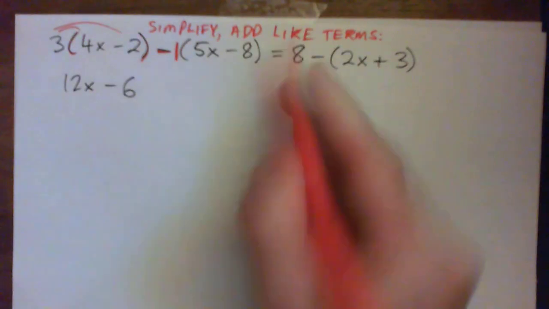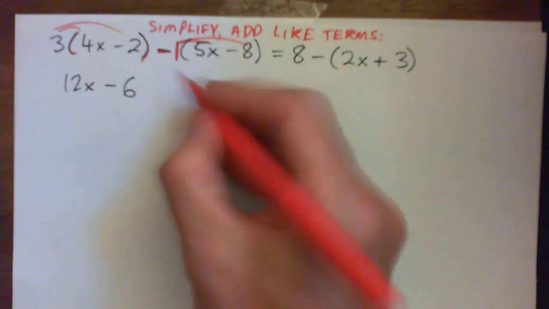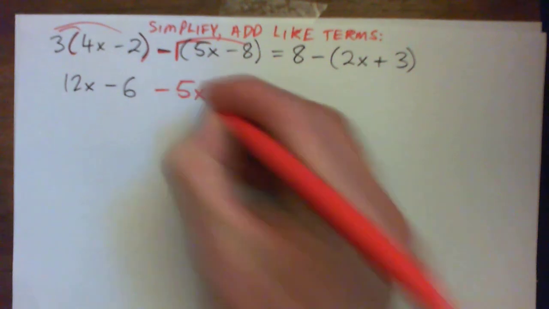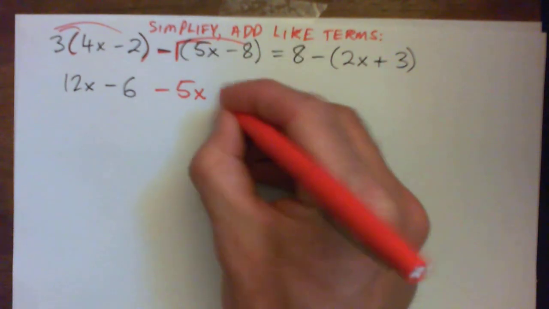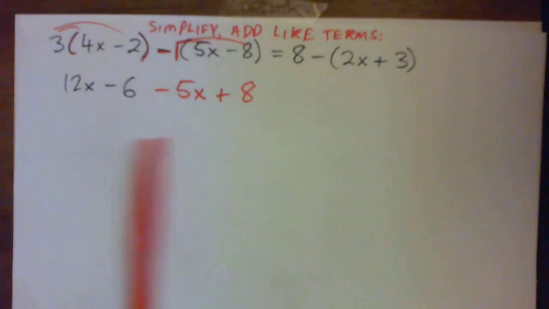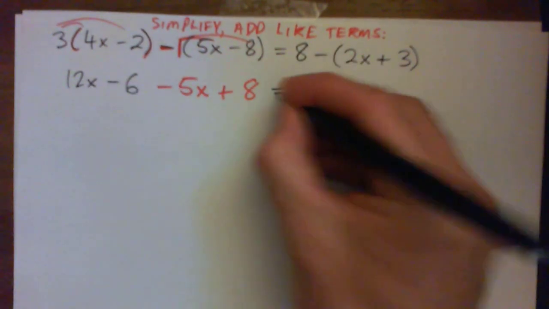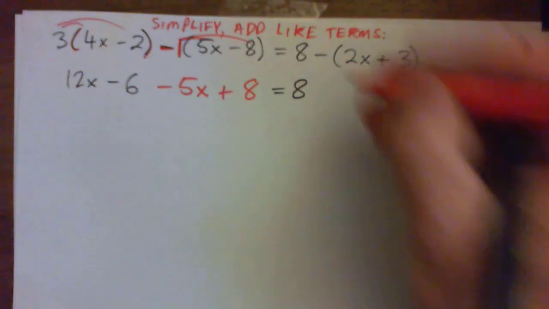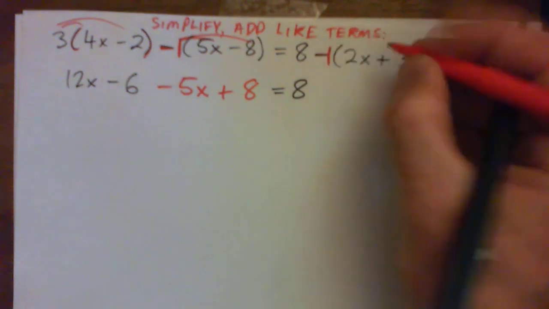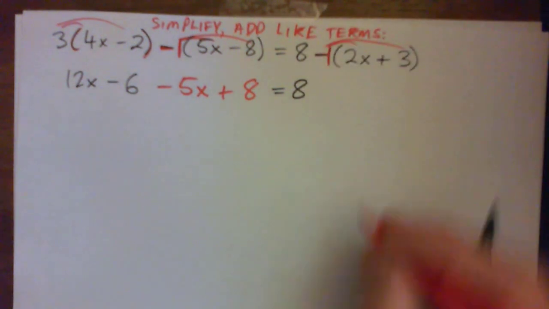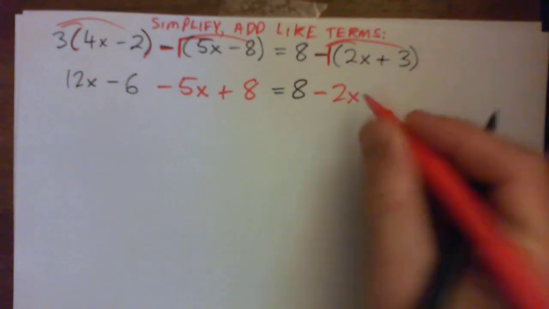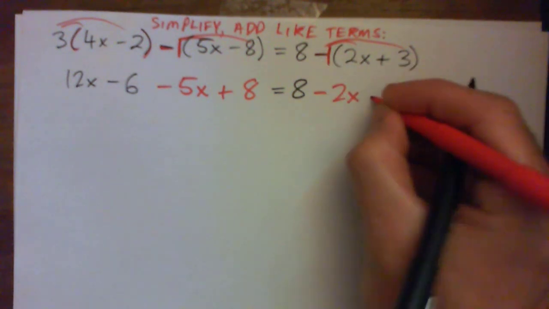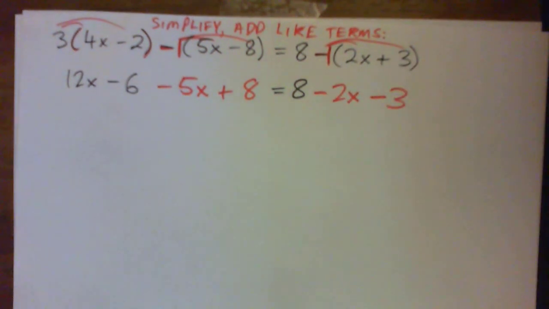But anyway, negative 1. We can stick a negative 1 there and multiply that in. And we get negative 5x. And negative 1 times negative 8 plus 8. Right? Okay, equals 8. And then minus 1. I'll multiply that guy in. Negative 2x. And don't forget, negative 1 times positive 3 is a negative 3.